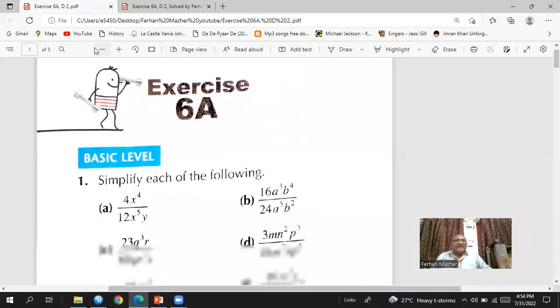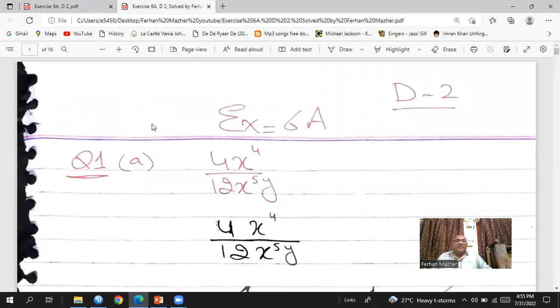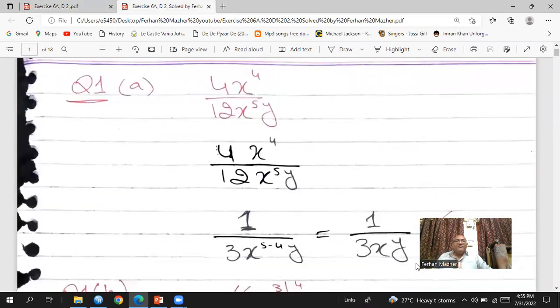So the exercise we are studying is exercise 6A. Simplify each of the following. It's 4x raised to power 4 and 12x divided by 12x raised to power 5 and y. So if you want to simplify this, if they can be cancelled with the same number, you will cancel them. For example, let me show you. So here we go.